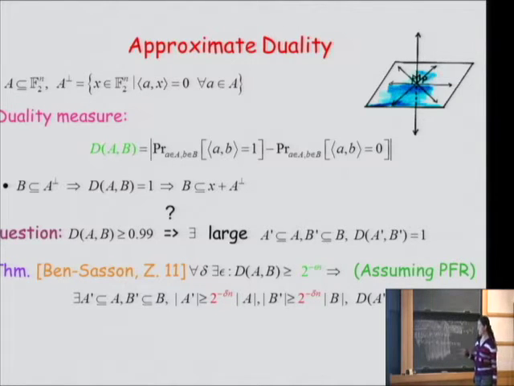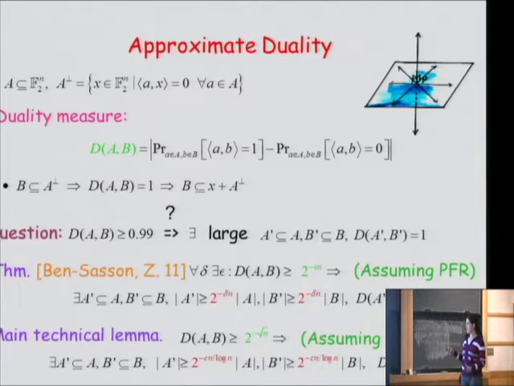So what we managed to do in this paper is, our main technical lemma actually gives new trade-offs between the value of the duality measure and the loss in the sizes of the sets. More precisely, the lemma is that assuming the polynomial Freiman-Ruzsa conjecture, if the duality measure is at least 2 to the minus square root n, then there exist subsets, A prime and B prime, of A and B respectively, such that the size of A prime is at least 2 to the minus cn over log n times the size of A, and the same goes for B, such that the duality measure of A prime and B prime equals 1. So what's the difference?